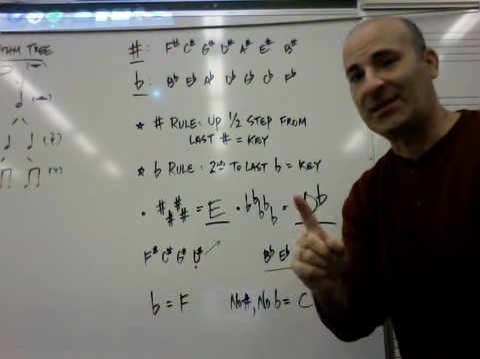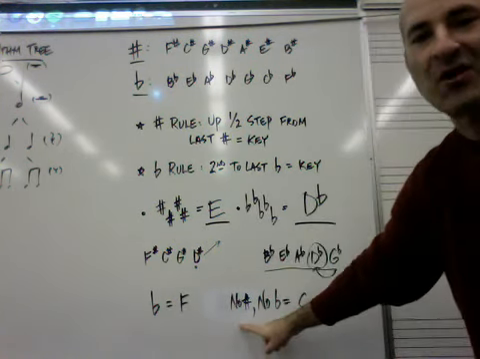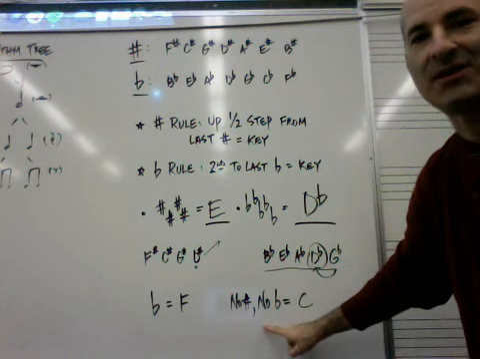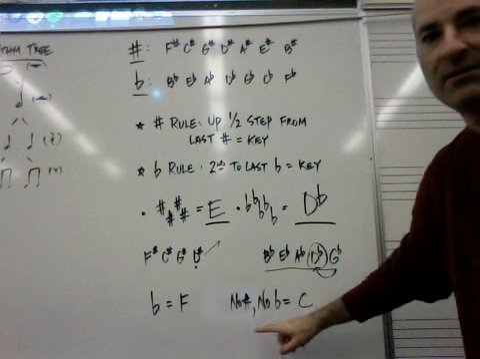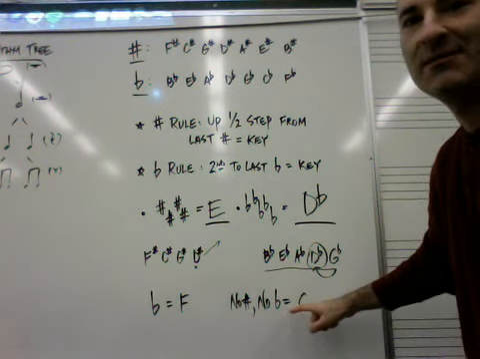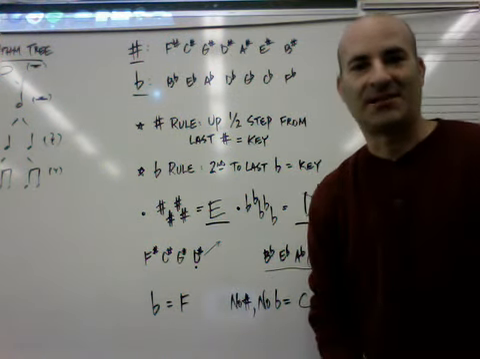And the other exception to these rules is what happens if you have no sharps and no flats in your key? Then we are in the key of C. No sharps, no flats in the key, the key of C.